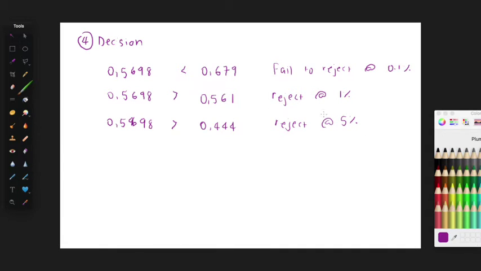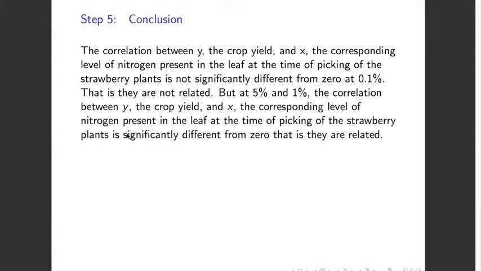So there is then a correlation between x and y. So there's a nice conclusion in your notes: the correlation between y and x is not significantly different from 0 at the 0.1% significance level. That is, they are not related. But at the 5% and the 1% significance level, the correlation between y and x is significantly different from 0. That is, they are related. So that's a nice conclusion to the correlation coefficient between x and y.